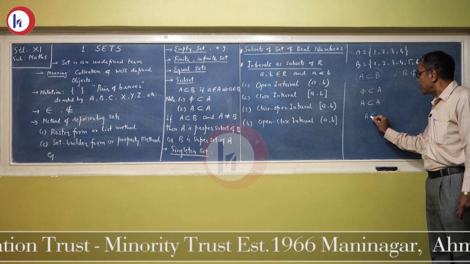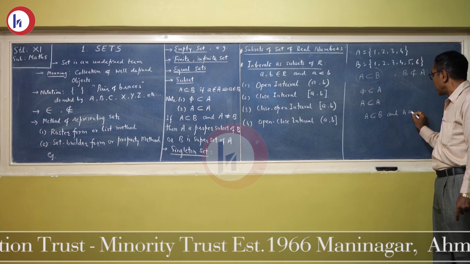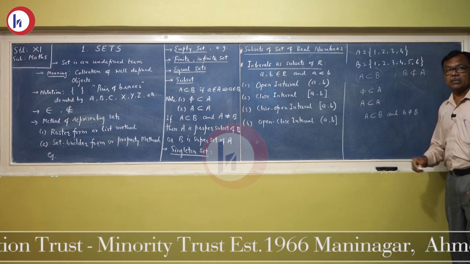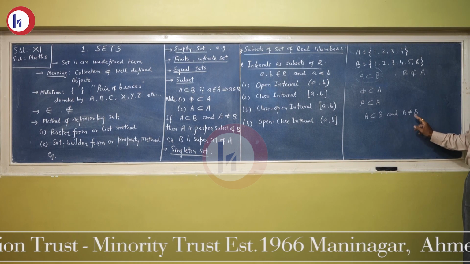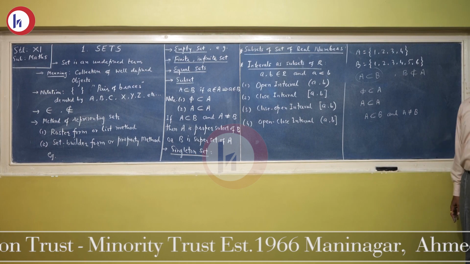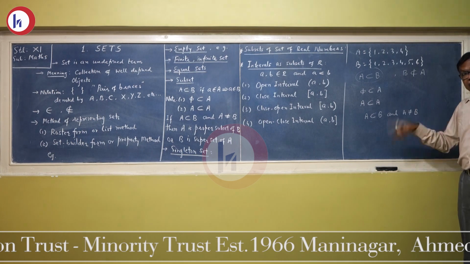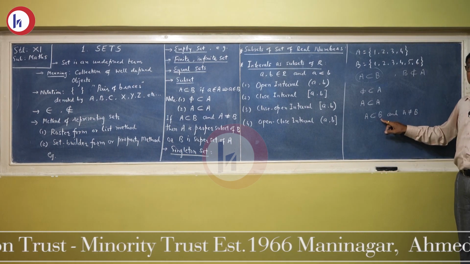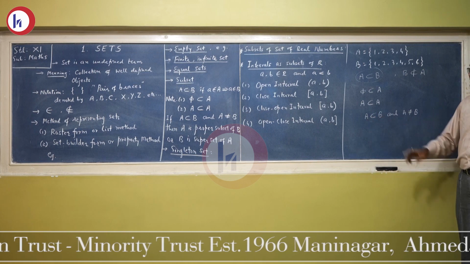If A is a subset of B and A is not equal to B, then A is called the proper subset of the set B. A is called a proper subset of the set B. And B is called the superset of the set A.